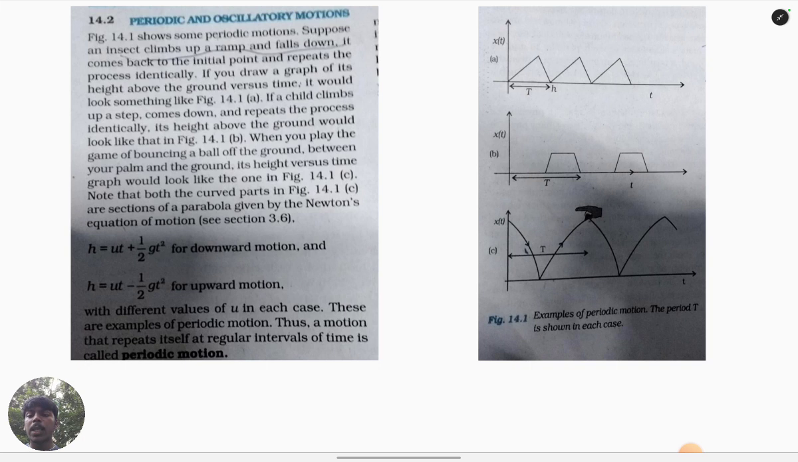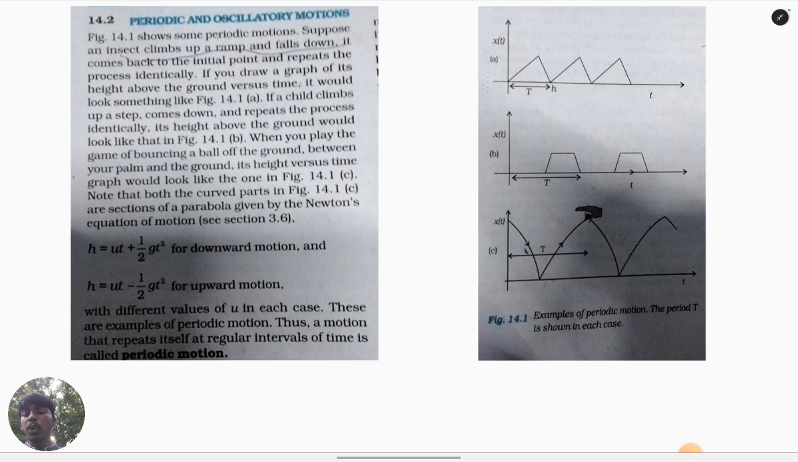So Newton's equation of motion, when the ball is moving down, here you can say h, the height, is equal to ut, initial velocity into time, plus half gt square. I will be explaining that equation in further videos, but it will not be required for the test which is given in the description. I will be explaining in the next video, and in the next test you will be answering questions by applying these formulas.